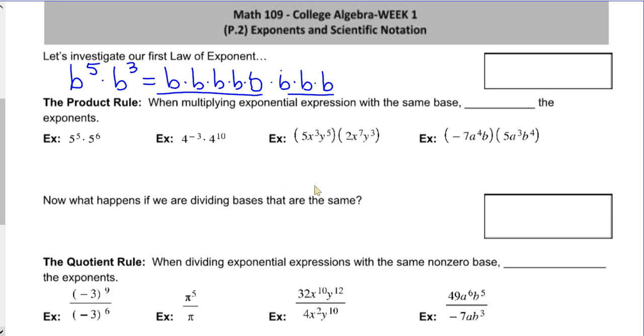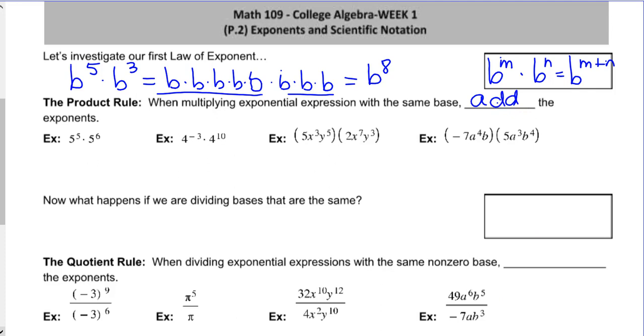So how many b's do we have multiplied all together here? If you count them up, we have 8 of them. So I can rewrite this as b to the 8th. Hence, that gives me my first law of exponents: b to the m times b to the n. What did we do with the 5 and 3 to get 8? We added. So this law of exponents means I'm going to take m plus n to get our answer. It's referred to as the product rule.